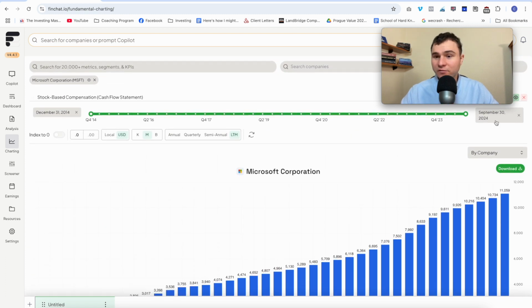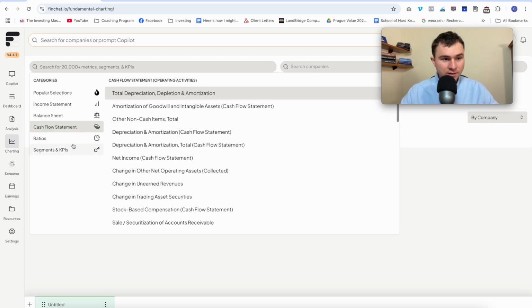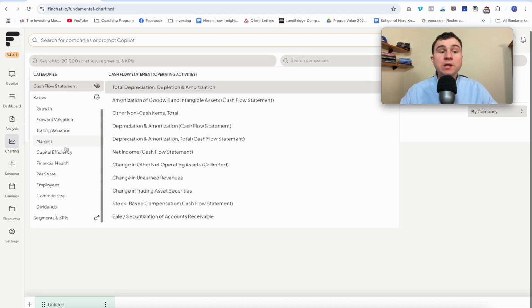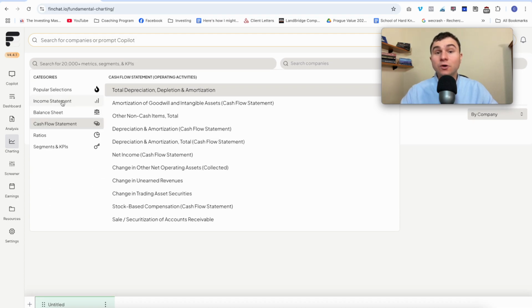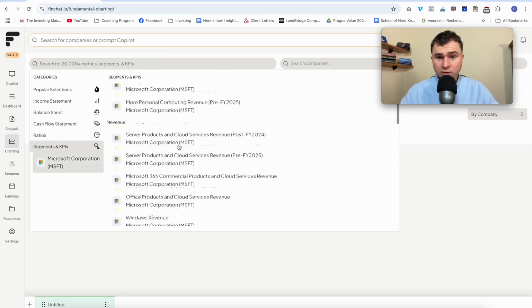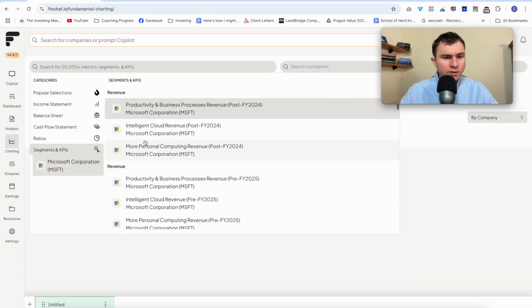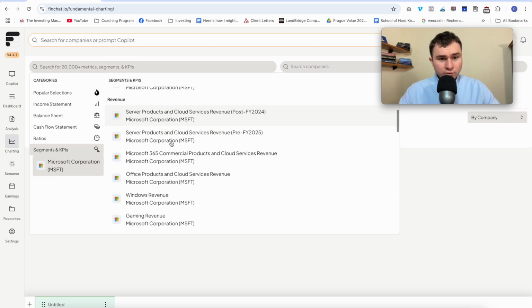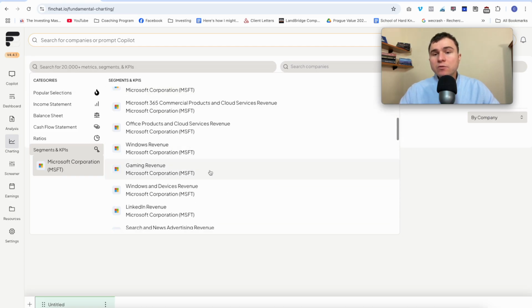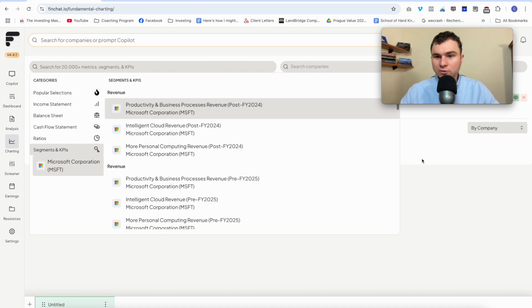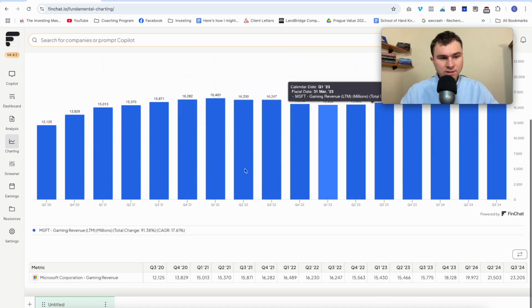That's fabulous. I mean, a couple of years ago we didn't have this, we had to do it manually. Ratio. You want what? The PE ratio over time? You want the ROIC, return on invested capital, and you want additional information about the segments? Okay, you go to segments and KPIs, Microsoft, and you have everything. I want to check, I don't know, revenue in China or revenue elsewhere. Windows revenue, gaming revenue. They have Xbox, so what about the gaming revenue? This is it. You have the trend.